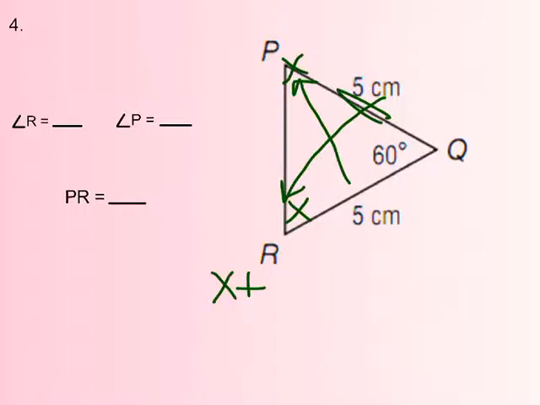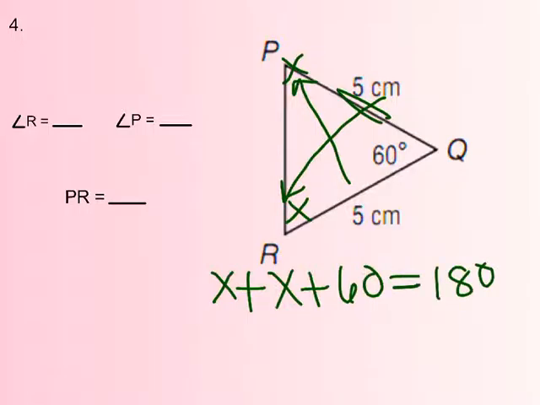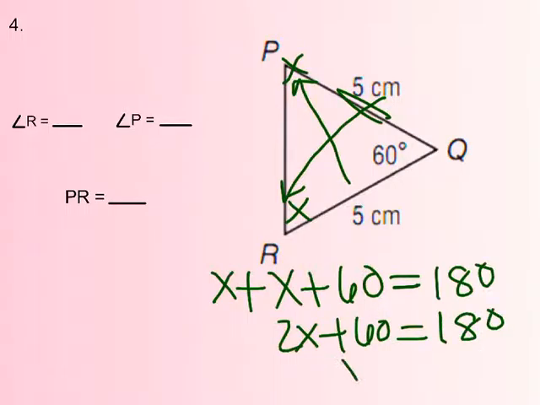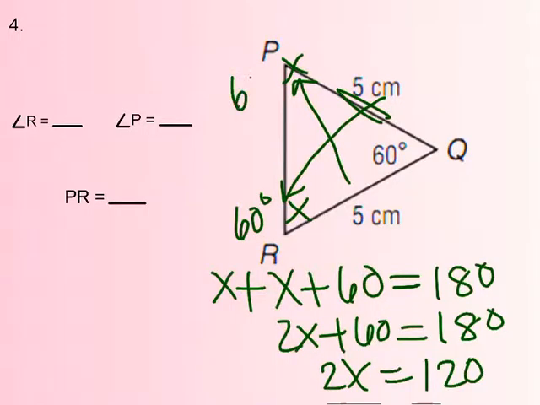And we know that a triangle adds to 180. So x plus 60 is equal to 180. So then I get that 2x plus 60 is equal to 180. Subtract 60 from both sides, and I know that 2x is equal to 120. Divide that by 2, and I get that each of these measures of angles are 60 degrees. So the measure of angle R is 60 degrees, and the measure of angle P is 60 degrees.